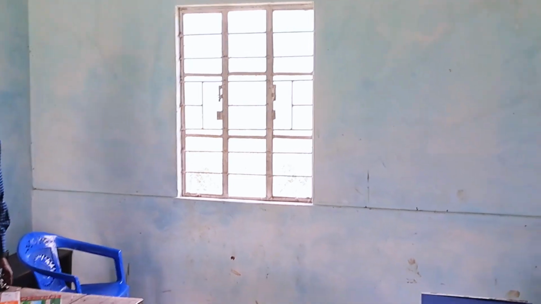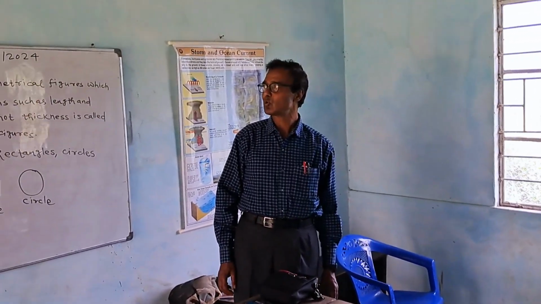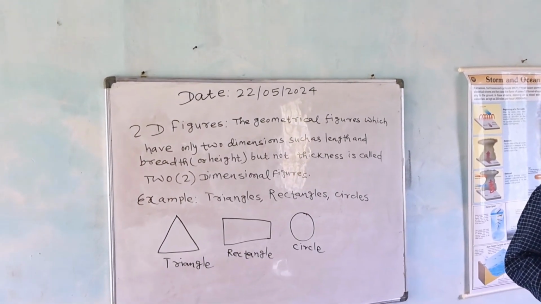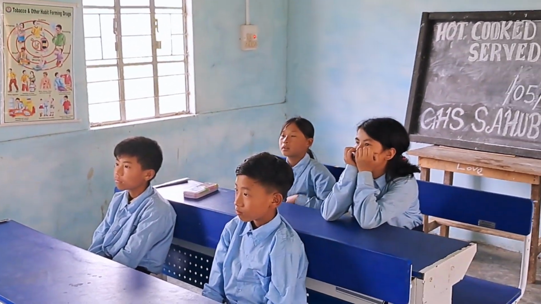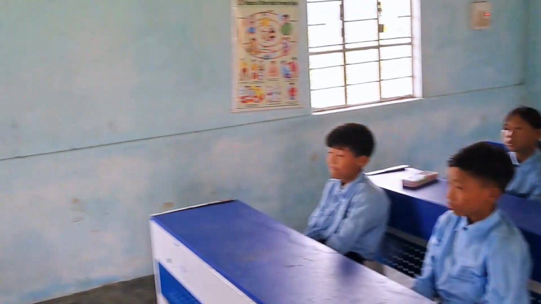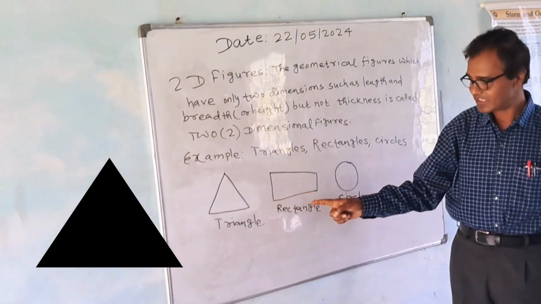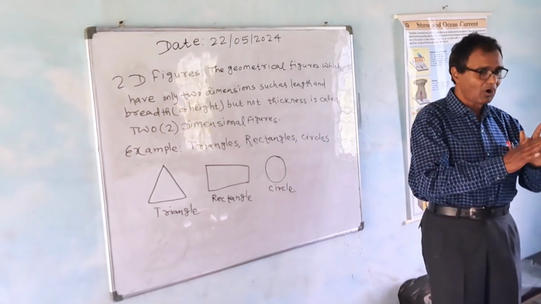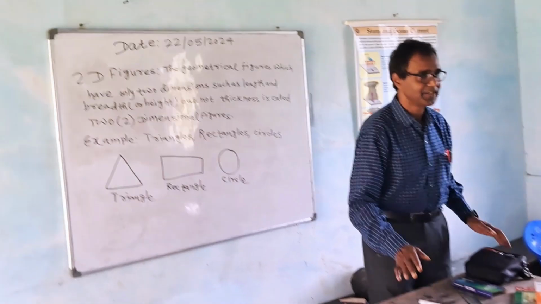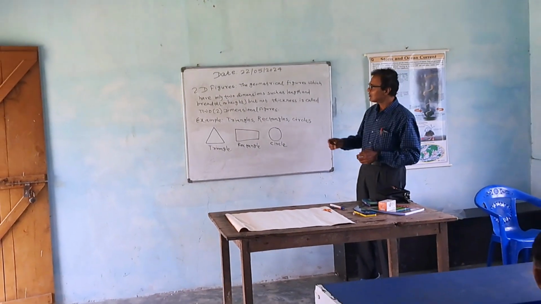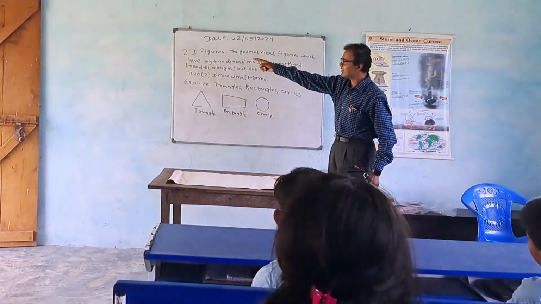Today, I am going to teach you about two-dimensional figures and three-dimensional figures. You have already learned in previous classes about the plane figures, like this triangle, and this, and this. These can be drawn only on plain paper. This is plain paper, no? We can draw only on plain paper. So, 2D figures. I have written on the board.